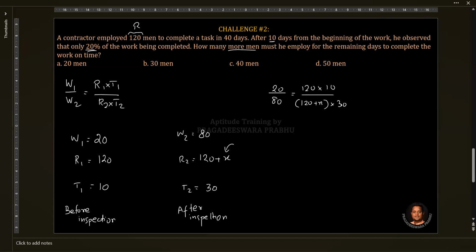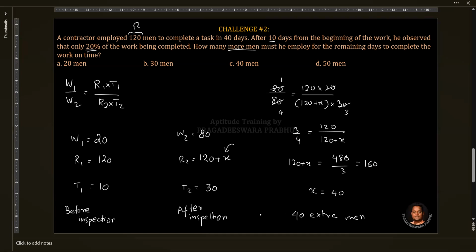into 30, right? So 10 and 30 gives 3, 20 and 80 gives 1 by 4. So 3 by 4 is equal to 120 divided by 120 plus x. So 120 plus x. This is just a simplification. 480 by 3, that is 160. So from this we get x value as 40. So we need 40 extra men. Okay. So option C is the right answer.